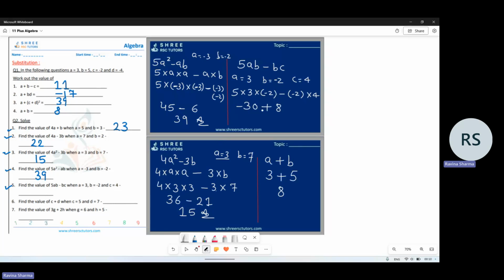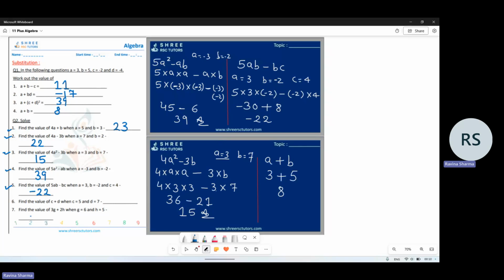Now, what is negative 30 plus 8? Negative 30 plus 8: positive and negative, that means we have to subtract. 30 minus 8 is going to be 22. The bigger number is 30, which is carrying the minus sign. So our answer for this question is going to be negative 22. So we are going to write it here.